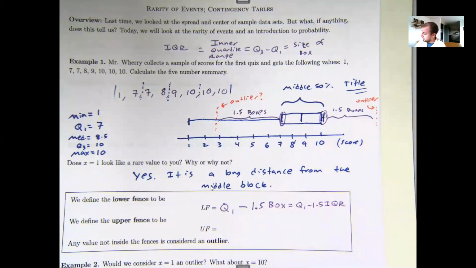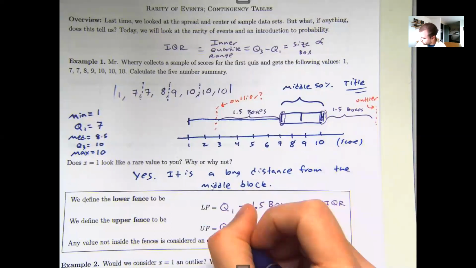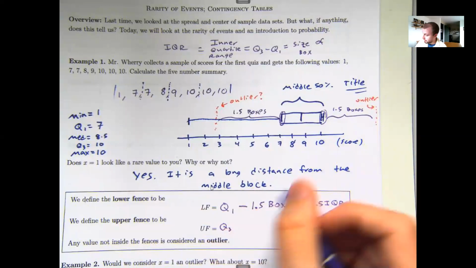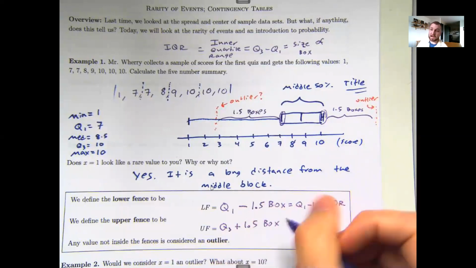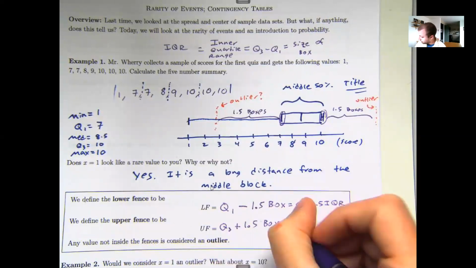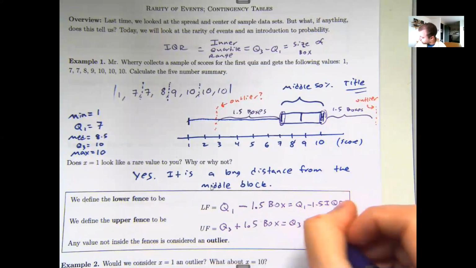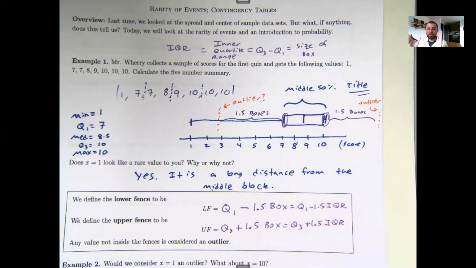Upper fence. I would be worried about this value way out here coming off of this side of the box, which is Q3. Going in this direction makes it bigger, so that's adding 1.5 boxes. Intuitively, you're going 1.5 blocks above and below the middle 50%. This is Q3 plus 1.5 times the IQR. If you're in between those values, if you're inside of the fences, it is considered to not be an outlier. If you are on or outside of those fences, it is considered to be an outlier.